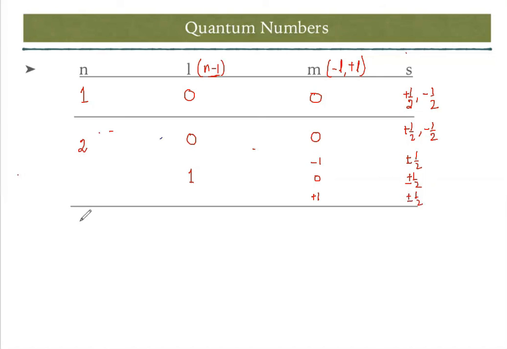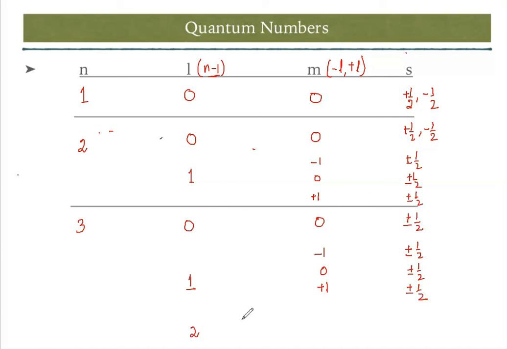Now if the value of n is equal to 3, what is the value of L? L can be 0, L can be 1, L can be 2. So for 0, what is the value of M? M is 0. What is the value of S? S is again plus half or minus half. For 1, M will go from -1, 0 and +1. So for -1, it will have plus or minus half. For 0, it will have plus half or minus half. For +1, it will have plus half and minus half.